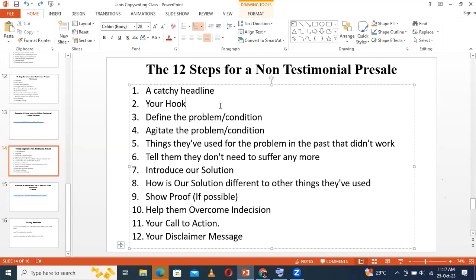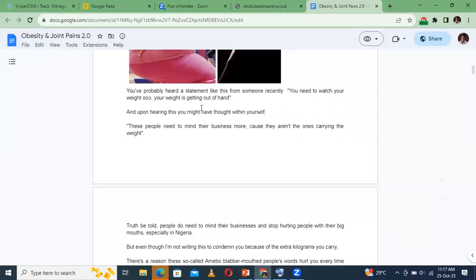So you've probably heard a statement like this from someone recently. You need to watch your weight, though. Your weight is getting out of hand. And upon hearing this, you might have thought within yourself, these people need to mind their business more because they aren't the ones carrying this weight.